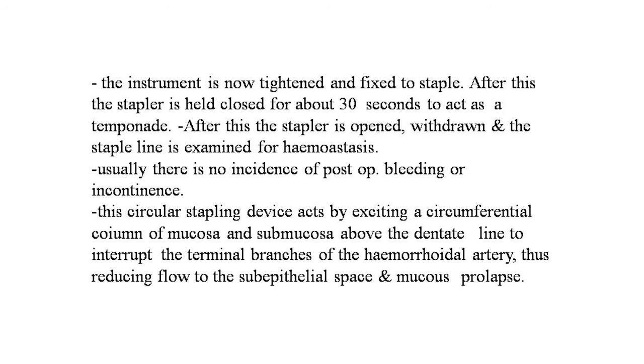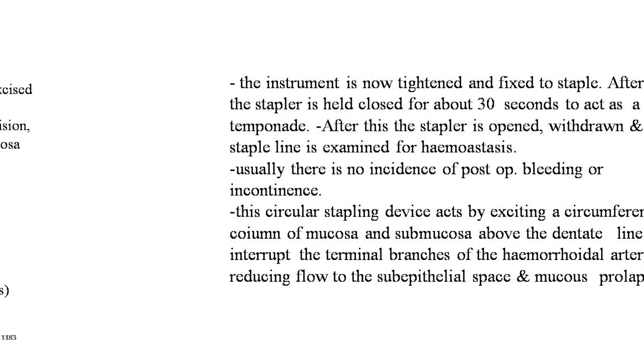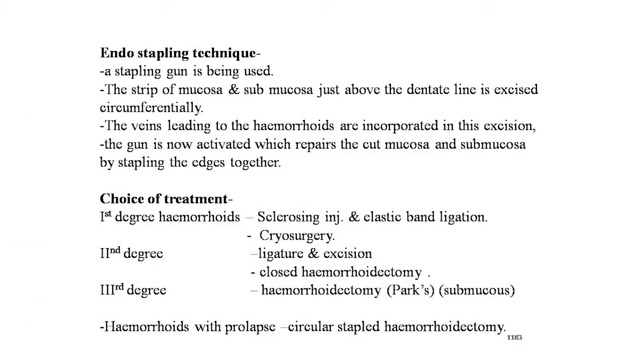These circular stapling devices act by excising a circumferential column of mucosa and submucosa above the dentate line to interrupt the internal branches of the hemorrhoidal artery, thus reducing flow to the subepithelial space and mucosal prolapse. Now the next technique is the endostapling technique. A stapling gun is being used.